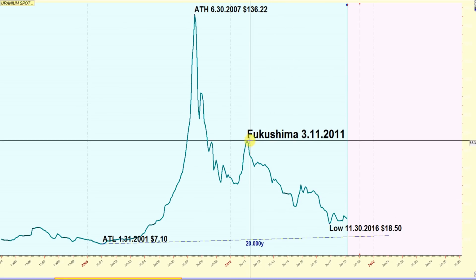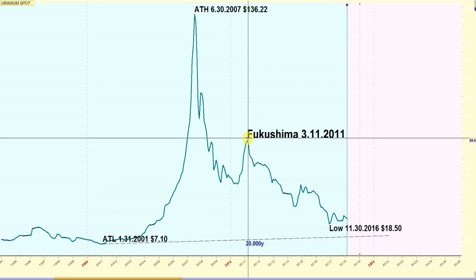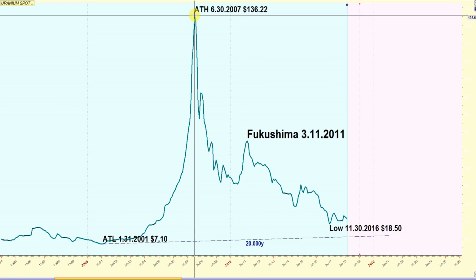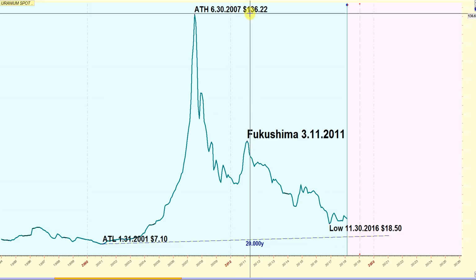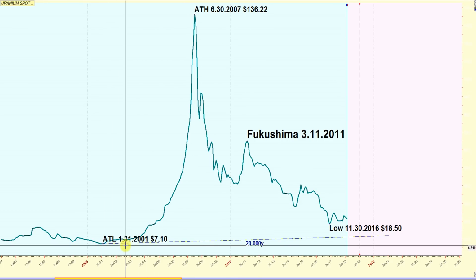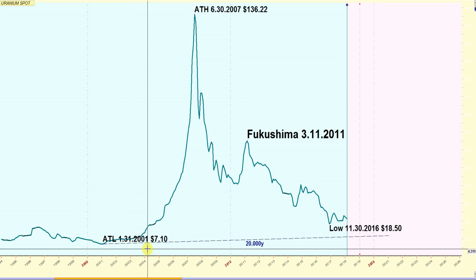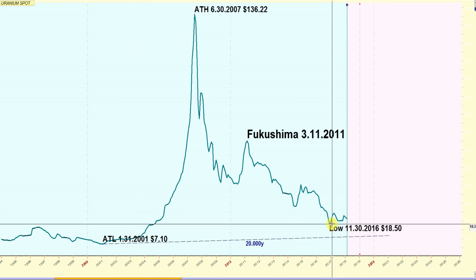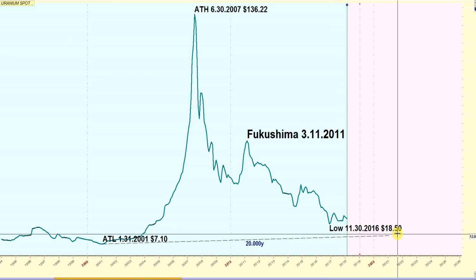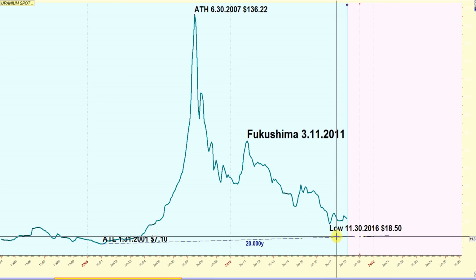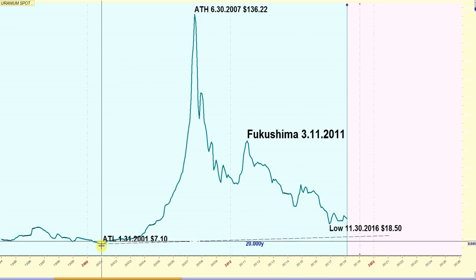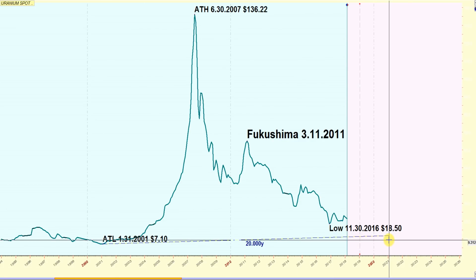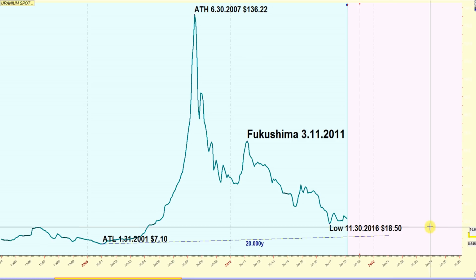Excuse me. So Fukushima, right here, that's when it happened. All-time high, June 30th, 136. ATL, all-time low, January 31st, $7.10. The low that we have right now is November 30th of $18.15, and this could fluctuate within the futures and spot. 20-year cycle, this goes out all the way to 2031, so that's not our focus right now because that's too far in the future.